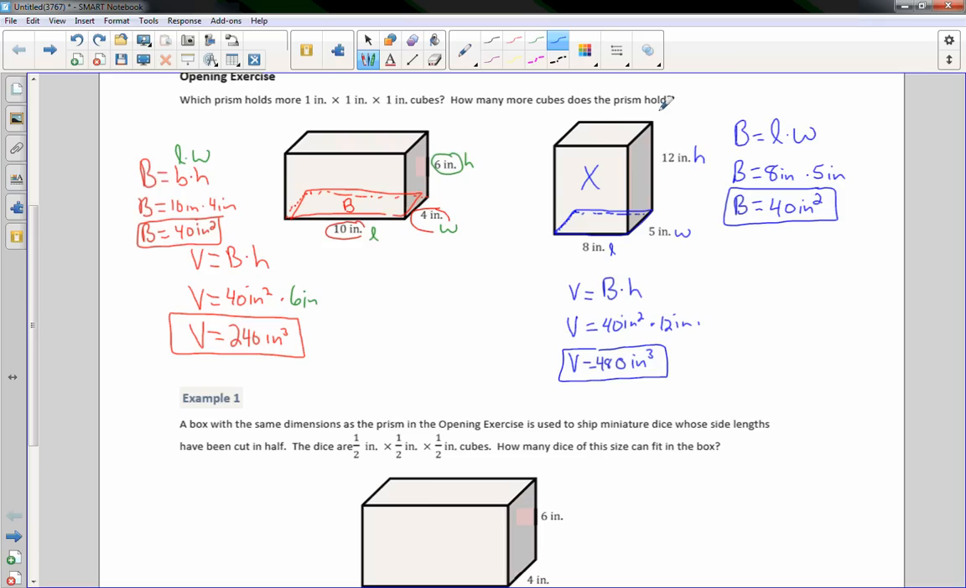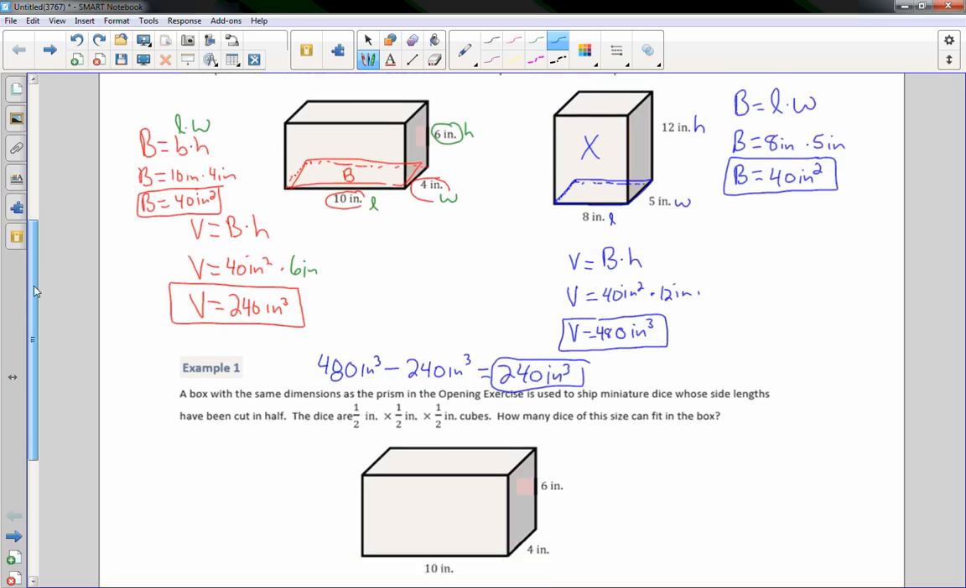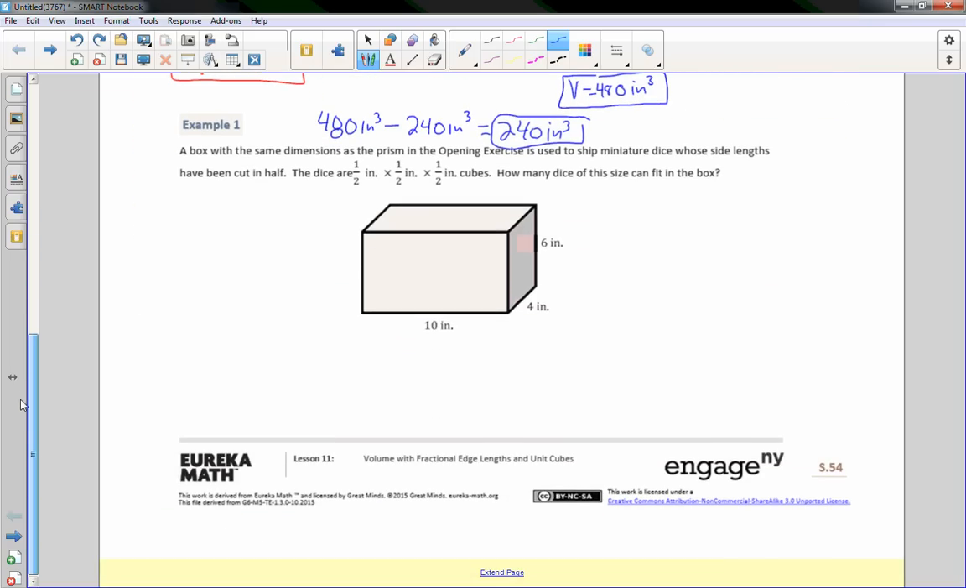How many more cubes does the prism hold? So then I'd answer this by saying 480 inches cubed minus 240 inches cubed equals 240 inches cubed. It holds 240 cubic inches more than this one. And you should write that, but I'm just going to move on from the video. And if you want to pause it and write that down, go ahead, but I'm moving on.